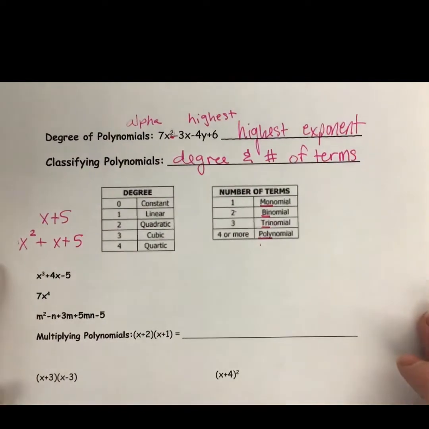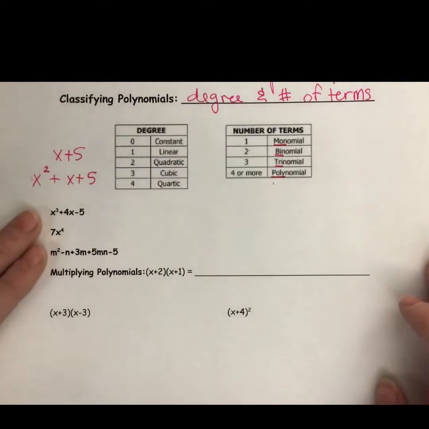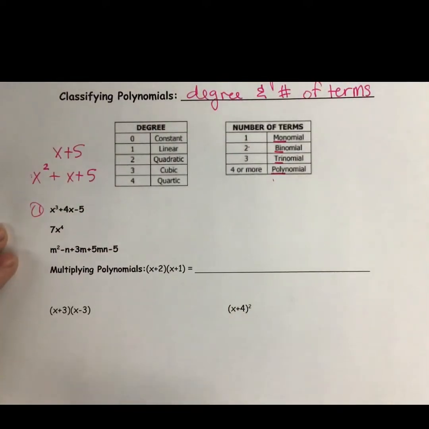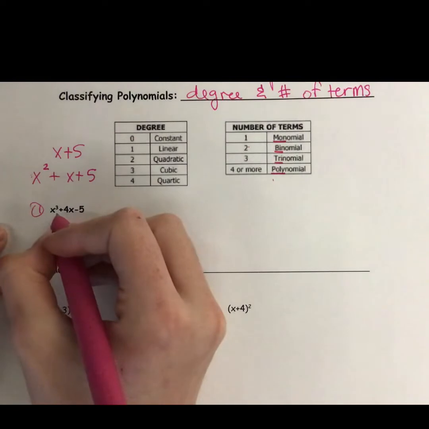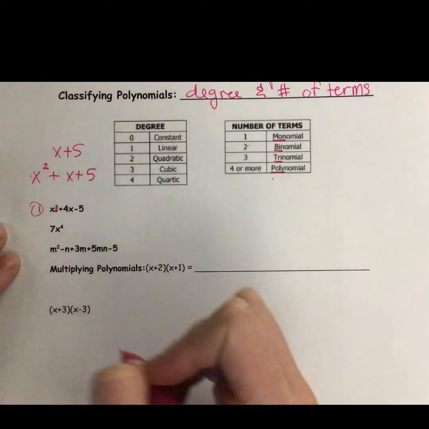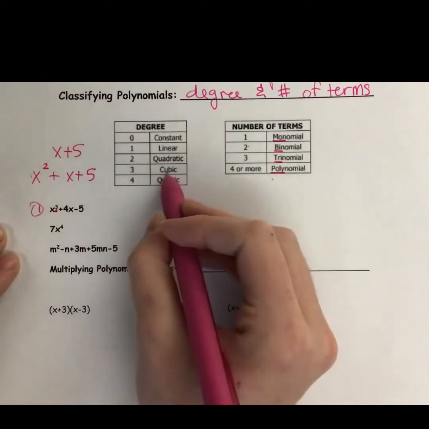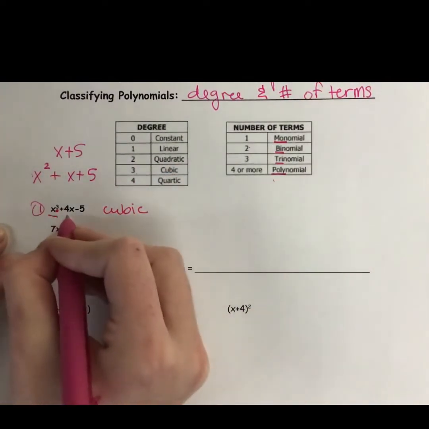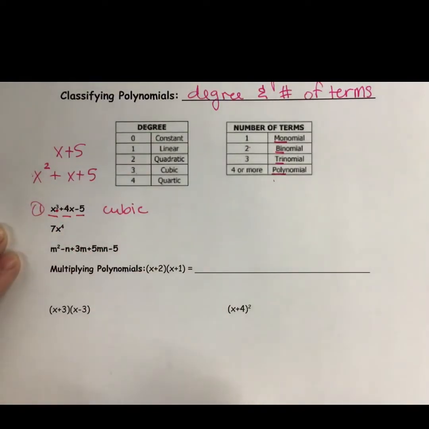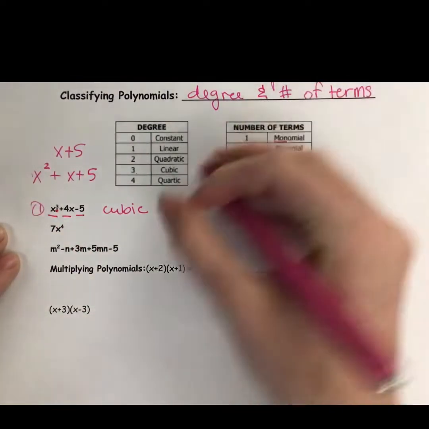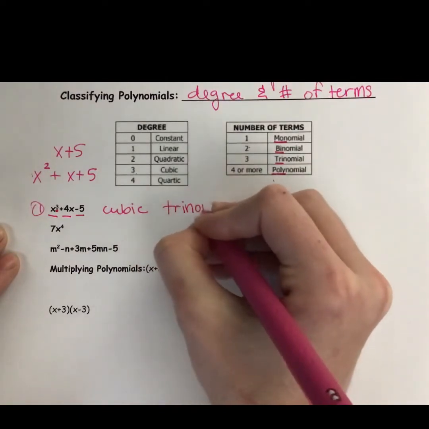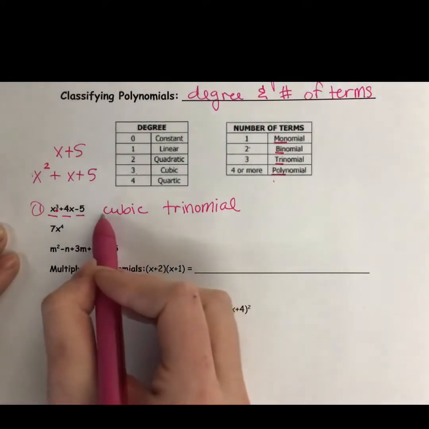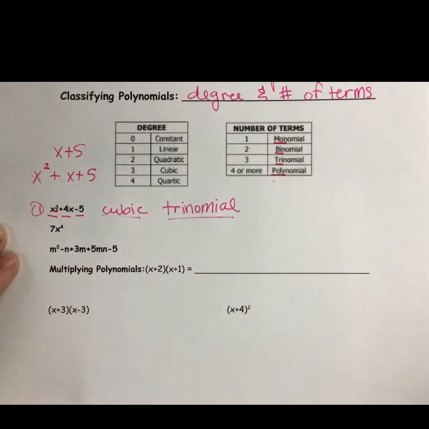All right, so let's do a couple of examples of classifying some polynomials. I've got 3 examples here for us. The first one, we have x cubed plus 4x minus 5. Well, the first thing we notice is that my highest exponent is 3, so we know that my degree has to be a cubic. So we have a cubic. And then we have 1, 2, 3 terms. And we said that a 3 term is a trinomial. So we have our name by degree and name by number of terms.